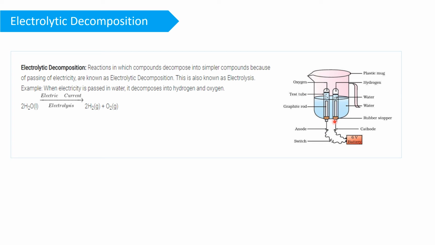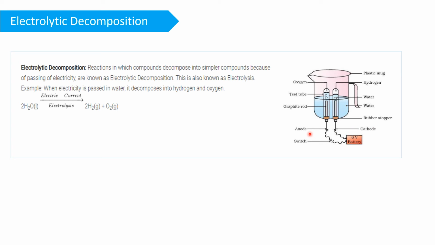In a plastic mug, we are drilling two holes and fitting two electrodes. We are keeping the test tube inverted over that electrode. So this is the anode and the cathode, and it is connected to the battery. You know very well, anode is the positively charged electrode and cathode is the negatively charged electrode.